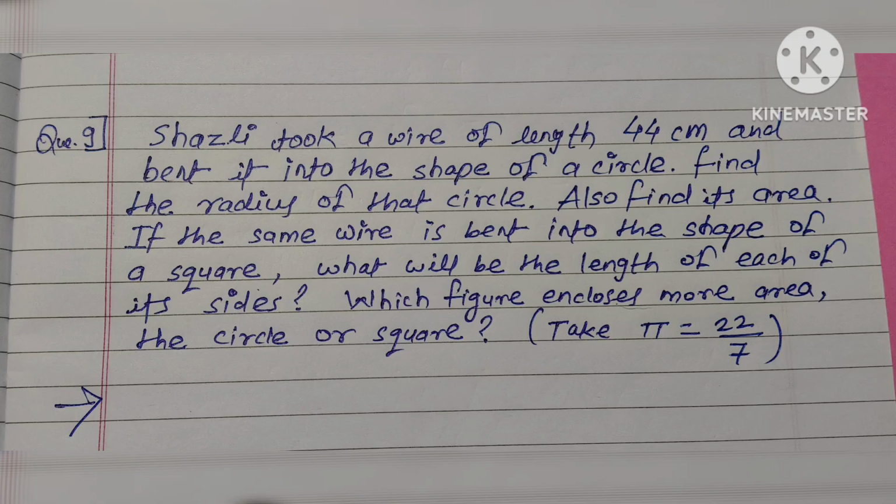So question number 9, Shazli took a wire of length 44 centimeter and bent it into the shape of a circle. So find the radius of that circle, also find its area. If the same wire is bent into the shape of a square, what will be the length of each of its sides? So which figure encloses more area, the circle or the square? And we have to take pi value as 22/7.